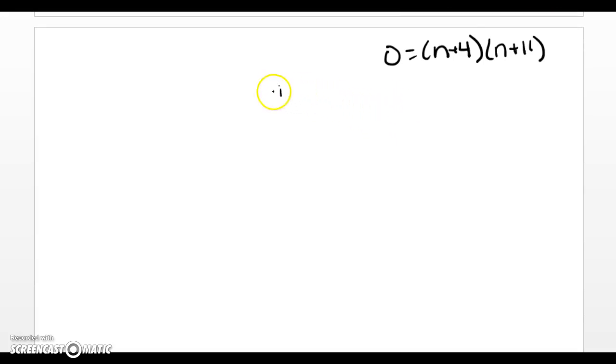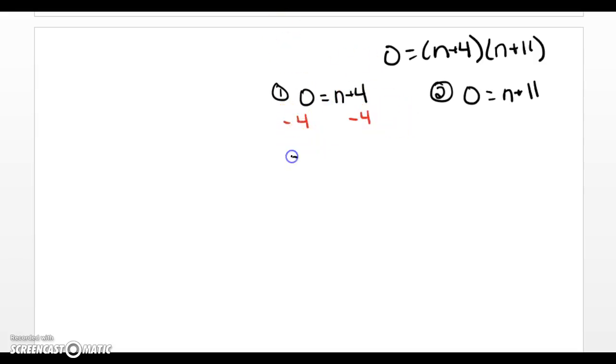So your first factor here is 0 is equal to n plus 4. And then you can set the second one equal to 0, so you have 0 is equal to n plus 11. So here we're going to solve for n. Here we have n plus 4, so we want to get rid of this 4. So we're going to subtract 4 on each side. And what we're left with is negative 4 is equal to n.